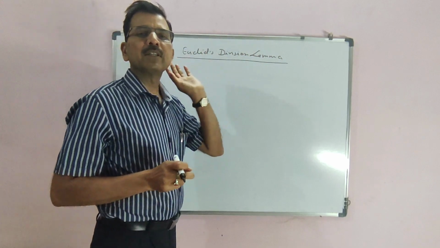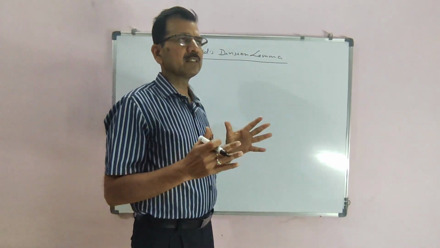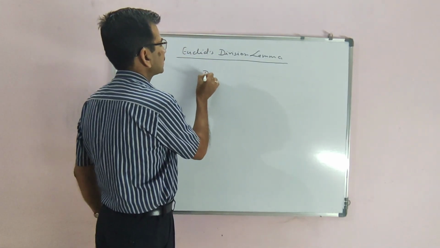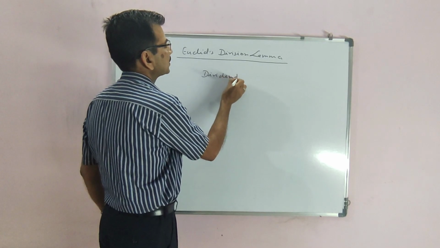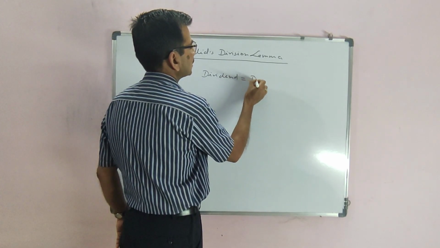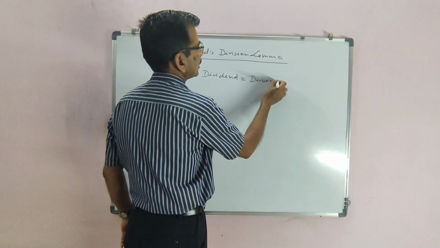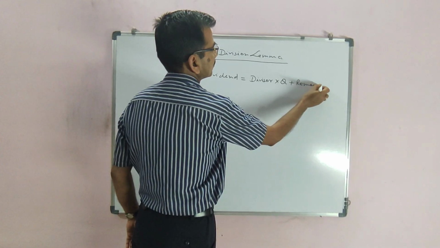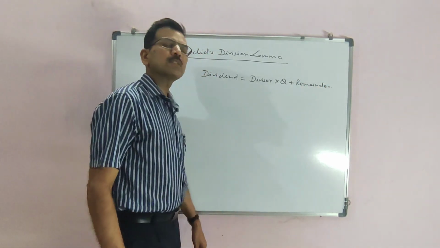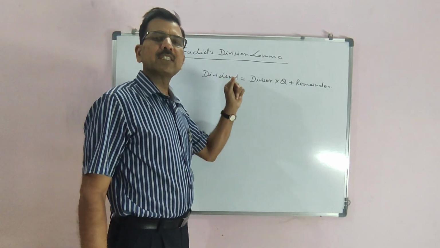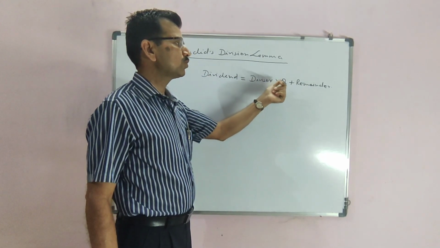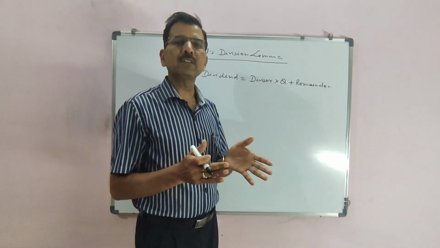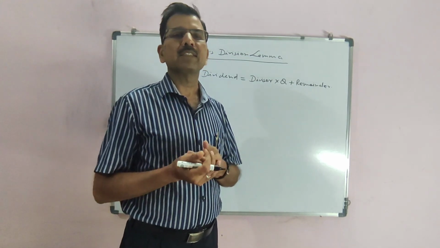Euclid's division lemma is nothing but the same as what we learned in previous classes: dividend equals divisor into quotient plus remainder. I hope all of you remember. In our classes we have proved, verified, and justified this. And where do we get all this? When we do the process of division.